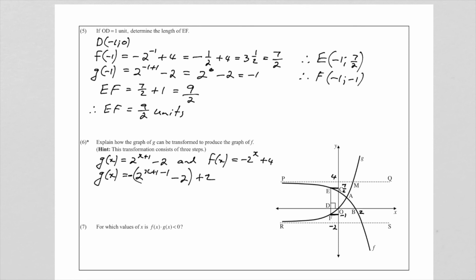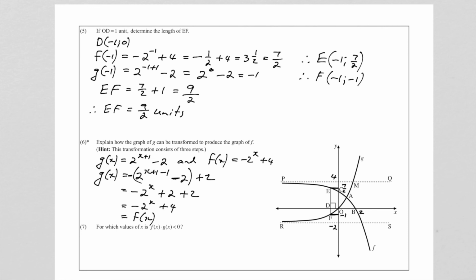Now, if we simplify this a little bit, we will get minus 2 to the x plus 2 plus 2. So that negative times this negative plus that 2 will give us minus 2 to the x plus 4. And as you can see, this is f(x). So there we did the transformation.